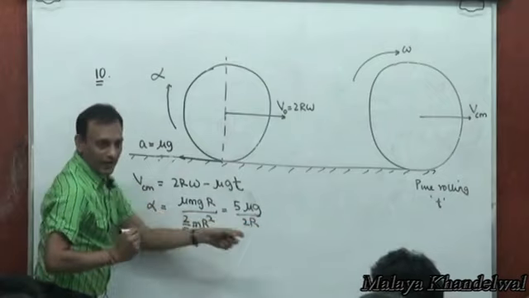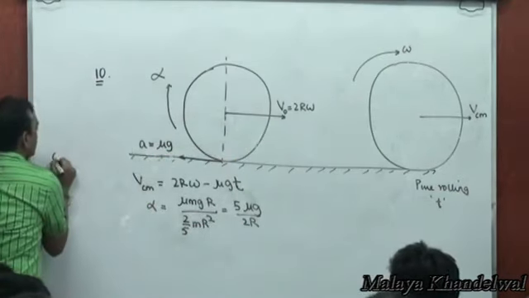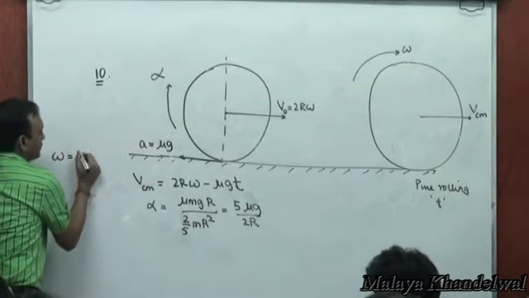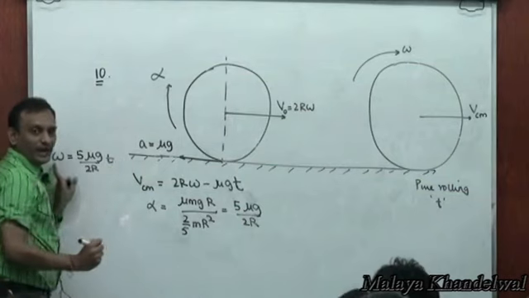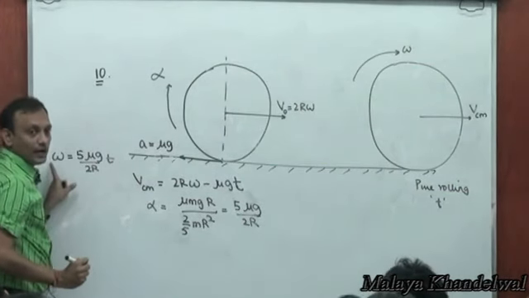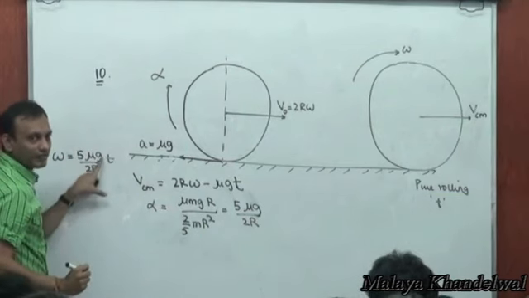5 mu g by 2r, right? So the omega obtained t seconds later would be alpha t. Alpha t would be the omega t seconds later. Omega would be omega naught plus alpha t.